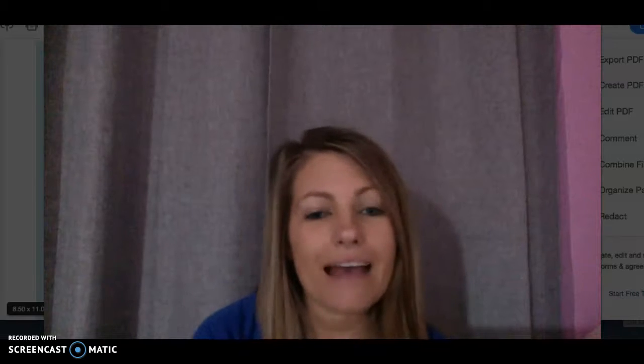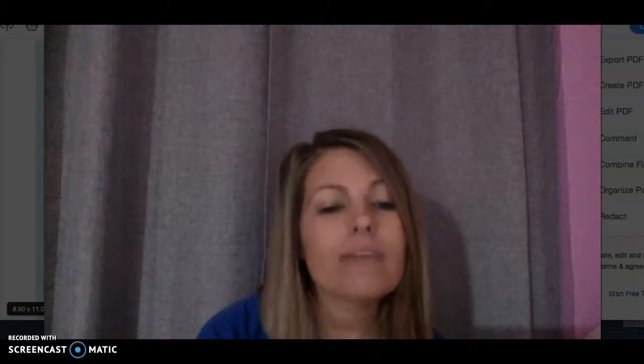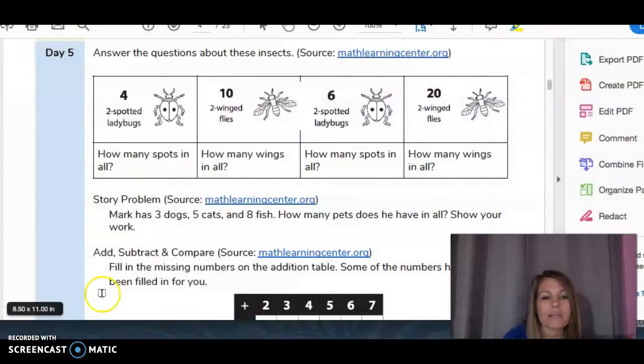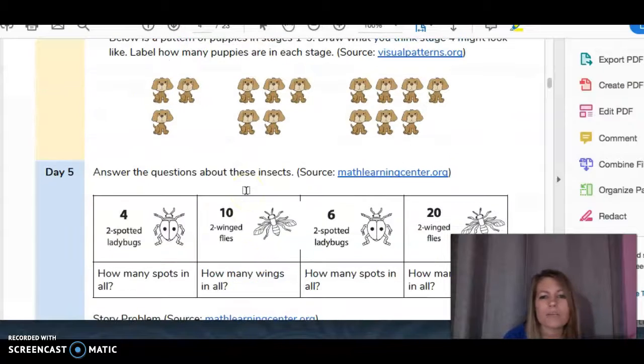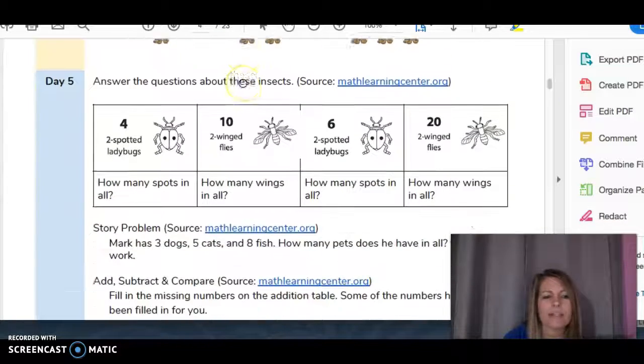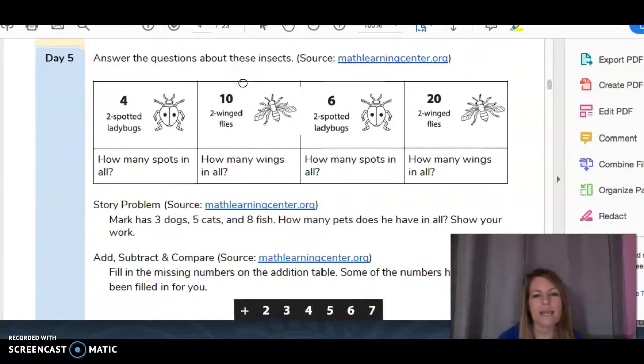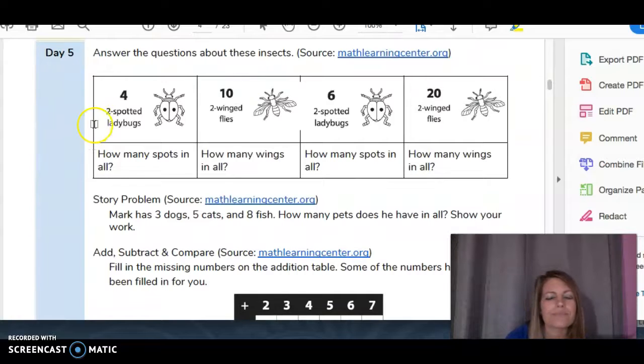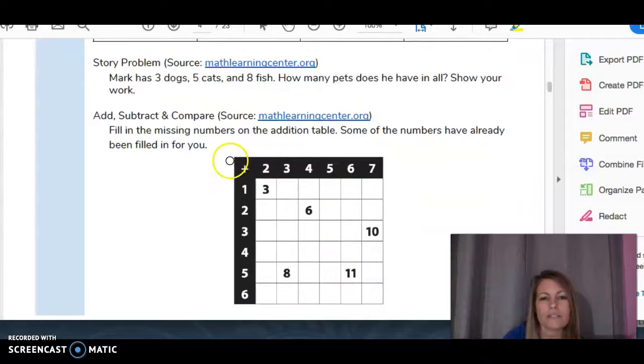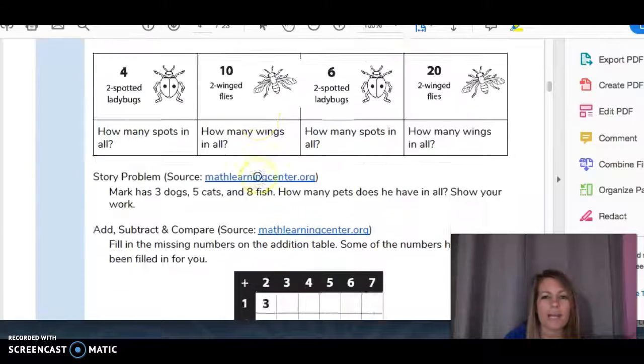Hi friends, it is Friday and we are going to dive into our math for today. I would like you to get out your packet and turn to the math section of that packet, and you will be turning to the page that looks like this. It's week 1, day 5. You'll see some insects on the page. You'll see this addition table on the page.